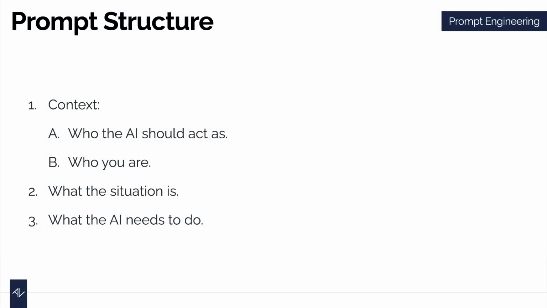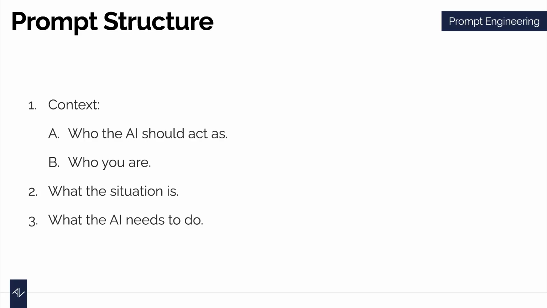The first thing is the context, which we talked about in the previous lesson, which is we need to tell the AI who the AI should act as, and we need to tell the AI who we are. Now, to complete the prompt, we also need to explain to the AI what the situation is and what the AI actually needs to do.